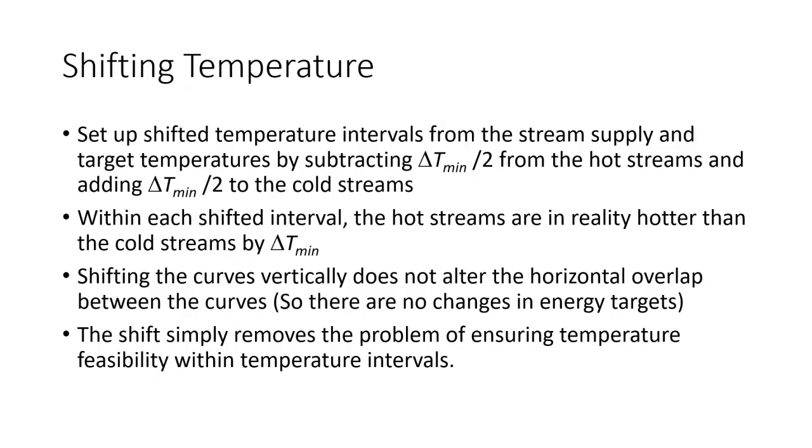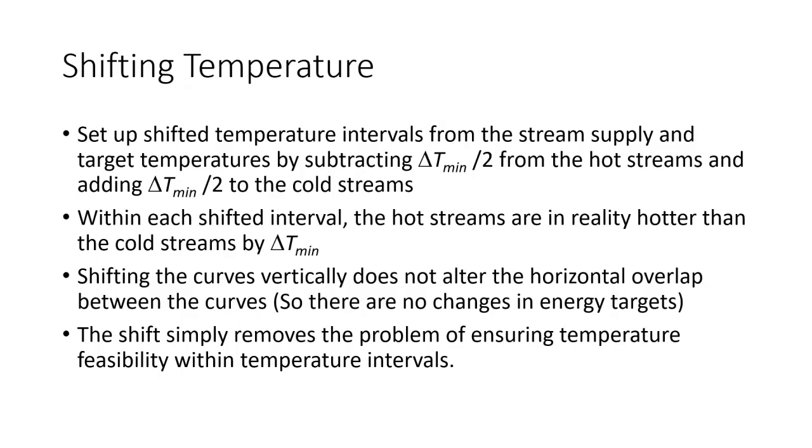So what do we do? How do we shift the temperature? To shift the temperature, we subtract delta T minimum by 2 from the hot stream and add delta T minimum by 2 to the cold stream. That means we are making our hot stream colder by delta T minimum by 2 and the cold stream hotter by delta T minimum by 2.